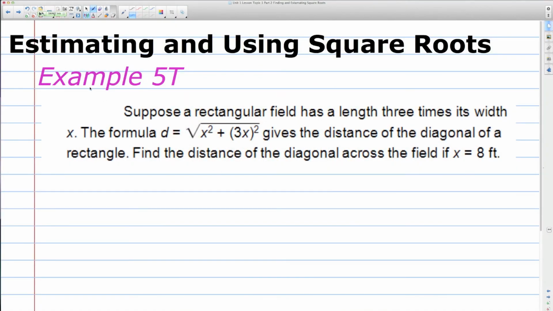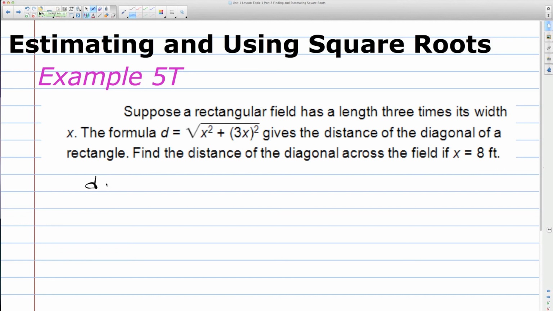Example 5T, we're actually using square roots here. Suppose a rectangular field has a length 3 times its width, x. The formula d equals the square root of x squared plus the quantity 3x squared gives the distance of the diagonal of the rectangle. Find the distance of the diagonal across the field if x is equal to 8 feet. Okay, so let's take a look at this. What this amounts to is a substitute and solve problem.